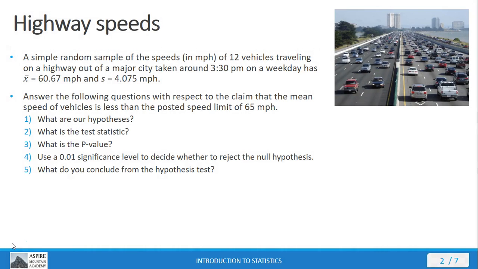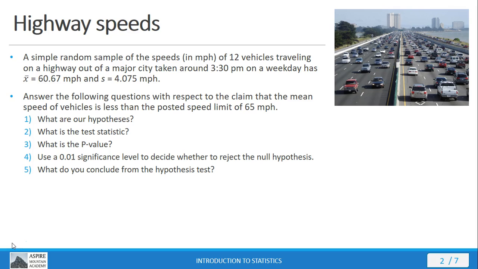So in this problem, we're going to be looking at a sample of highway speed. We've got 12 vehicles in our sample, traveling on a highway out of a major city around 3:30 p.m. on a weekday, just at the cusp, the start of the rush hour out of town. Mean speed for the sample of 12 vehicles, 60.67 miles per hour. Standard deviation, 4.075 miles per hour.